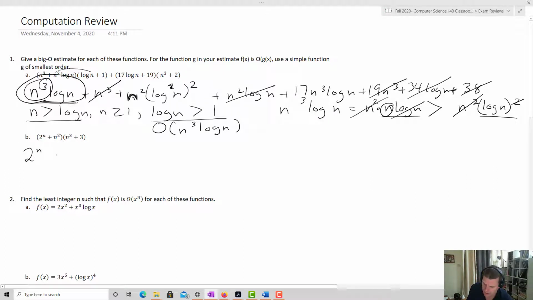2 to the n, and we'll multiply that by n cubed, plus 3 times 2 to the n, plus n to the 5th, plus 3n squared. Now if I look at this, I know first I've got that n cubed term, so that's that polynomial, then multiplied by 2 to the n. Well, that's going to be bigger than 3n squared, because n cubed is going to be bigger than 3n squared whenever n is bigger than 3.